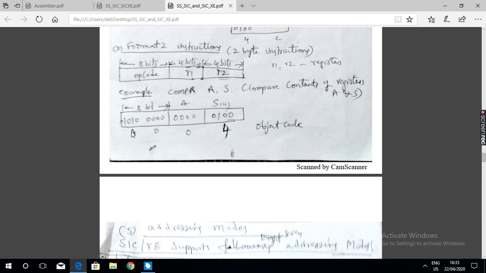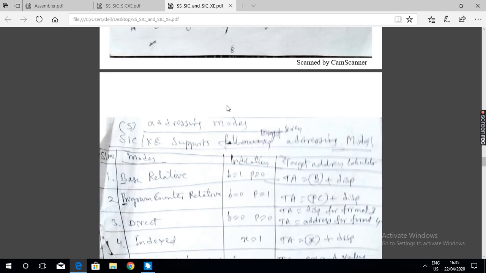A means 10, and its binary equivalent is 1010. 0 means four zeros. So that is 8 bits for the opcode. Next, the register number of register A is 0, which is 0000. Register S is a general purpose register, and its register number is 4. The binary equivalent is 0100. This is an example of a format 2 instruction.